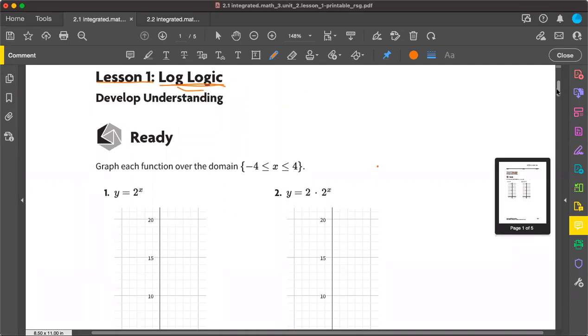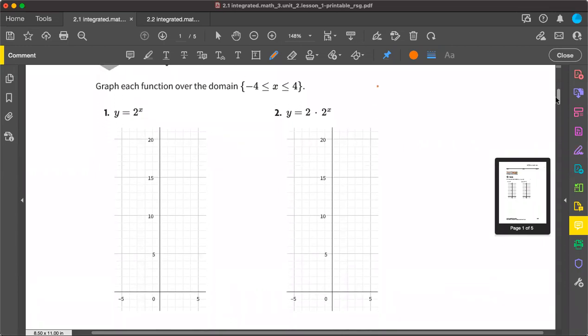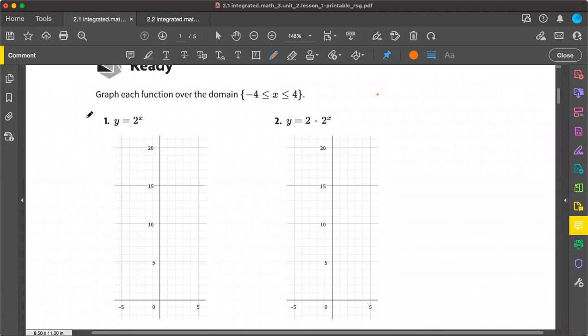We're going to look at the Ready, Set, Go. Some of this is going to be a refresher of things you've already done, but we'll take a crack at some of them anyway. This has you graphing over the domain of -4 less than or equal to x, less than or equal to 4.